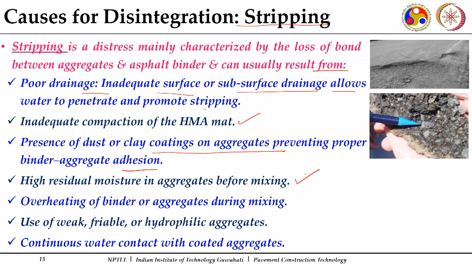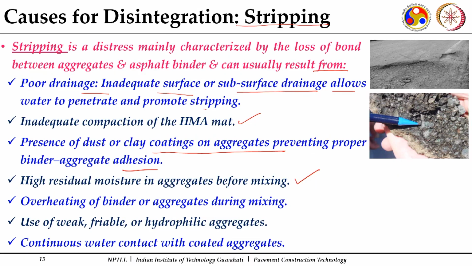Second is high residual moisture in aggregates during mixing. This can happen specifically during rainfall events. In that course of time, during the production process, if moisture is still there in those aggregates, then again there are more chances of stripping. Overheating of binder or aggregates is another cause, because this specifically leads to aging of your binder, and the aged binder forms a coating on the aggregates which is more susceptible to stripping.